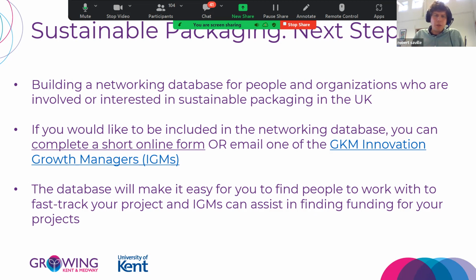So basically the form will ask you what your interest in packaging is, whether you have particular challenges in your business, or whether your business can offer solutions to others. This database will then provide a networking tool to help people find one another, develop project consortia, and also we as IGMs, Innovation Growth Managers, can then help match you up and find funding to bring your projects to reality.